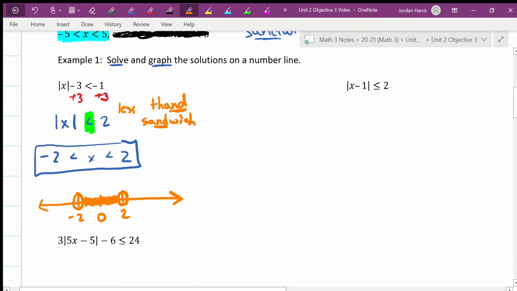If I plug in 1, it would work. If I plug in -1, it would work. If I plug in 0, it would work. If I plug in 1.5, it would work. Any number between -2 and +2, not including those numbers. So it's a visual representation of the answer.